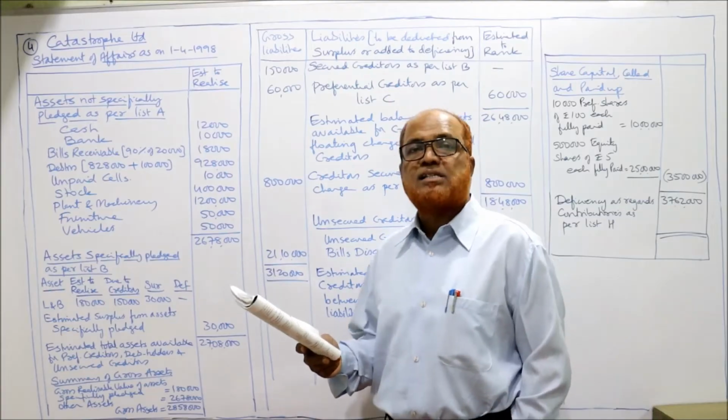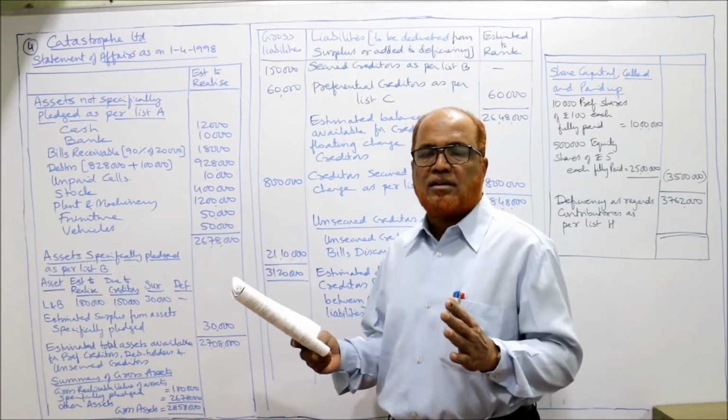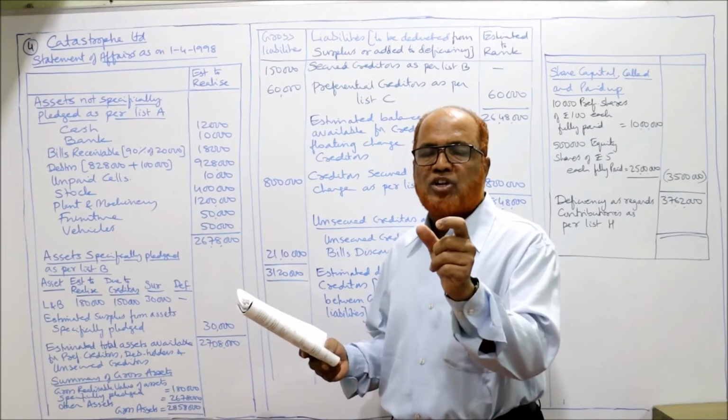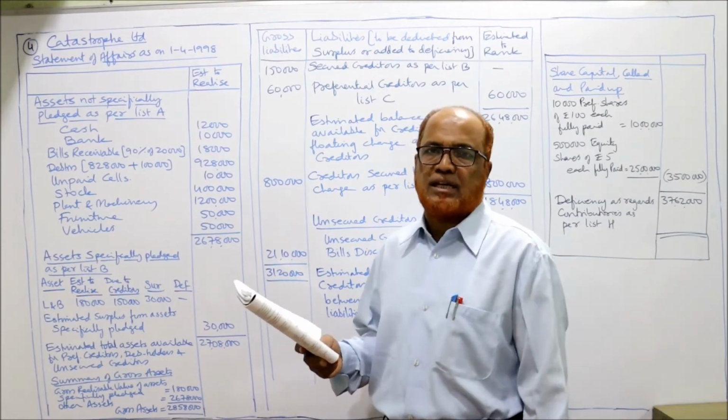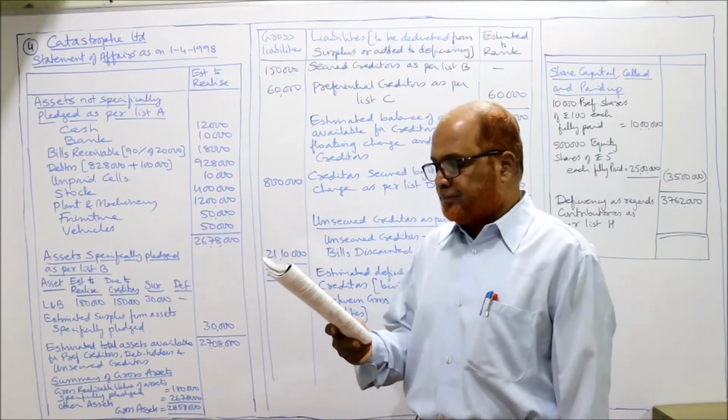Unsecured creditors, list E. Including preferential creditors 60,000. We segregate. 60,000 rupees preferential creditors, we take it under list C, and remaining 21 lakh will take under list E.